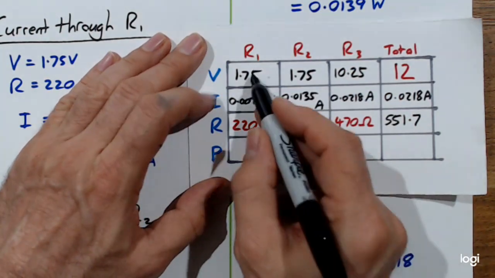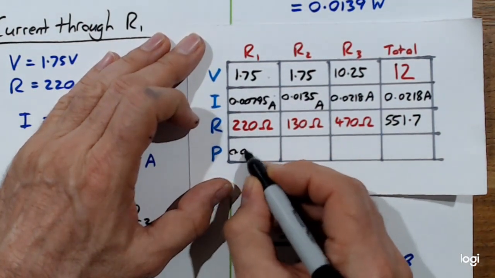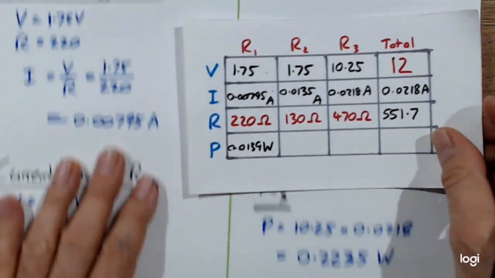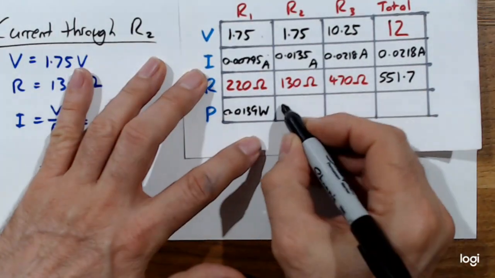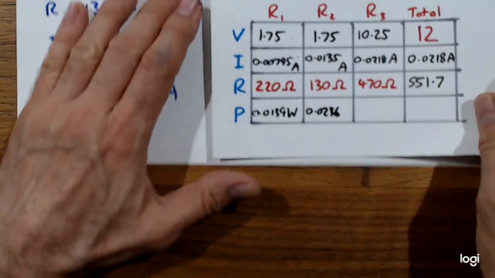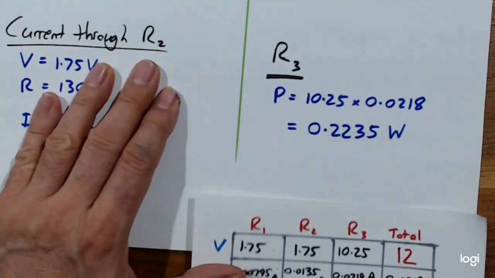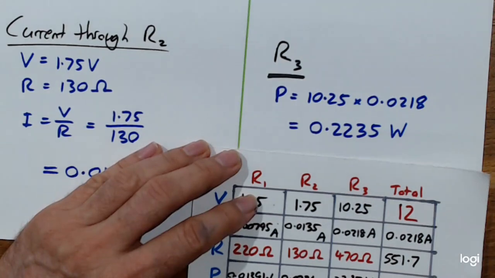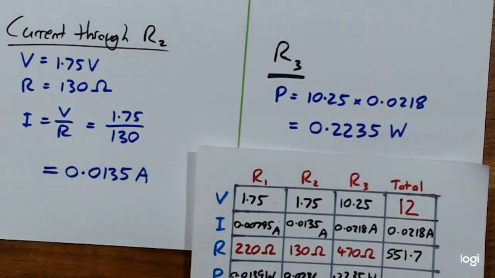Across R1, those two come to 0.0139 watts. Again, get the units right. R2, not going to bore you, 0.0236. And finally, R3, 0.2235 watts. All right, one more to go, the total.